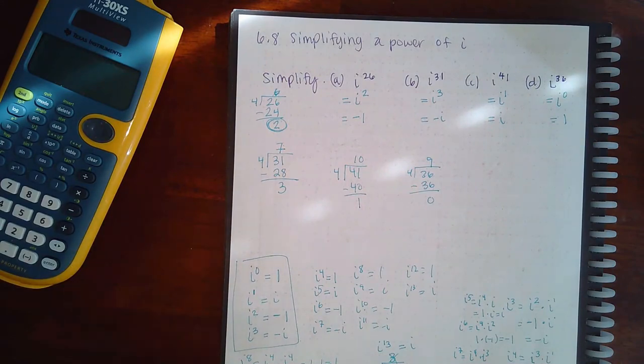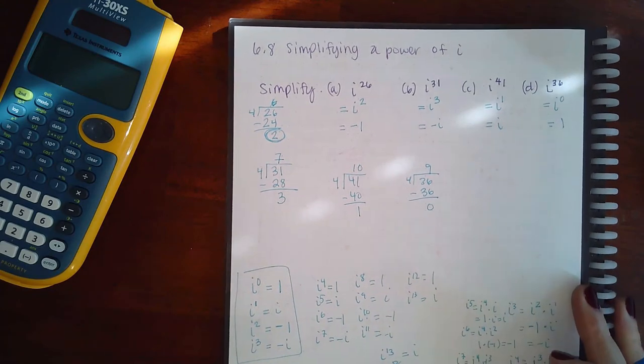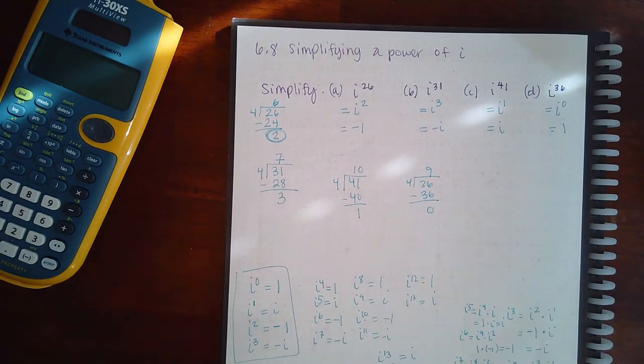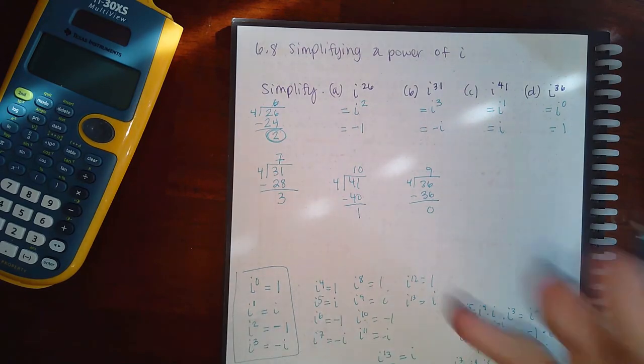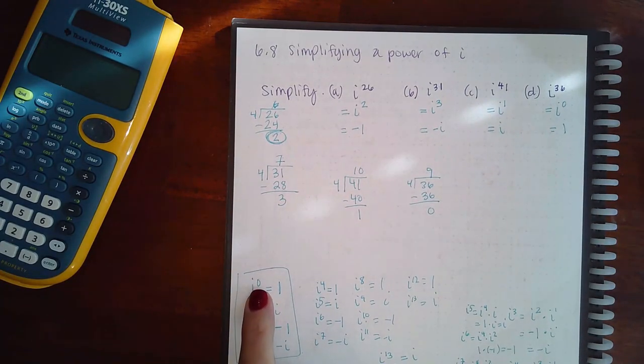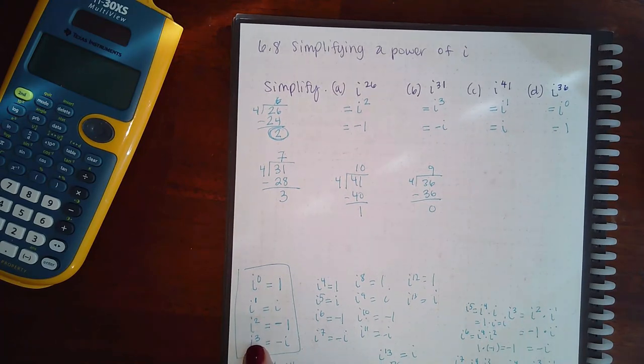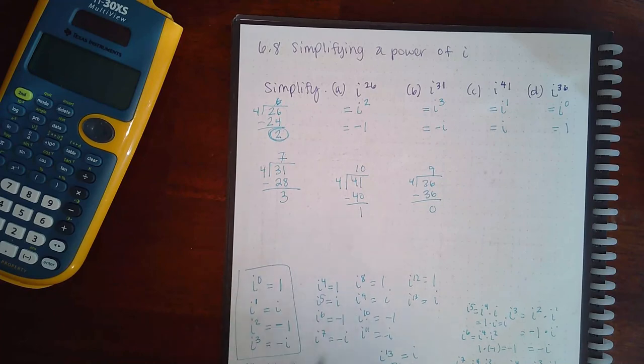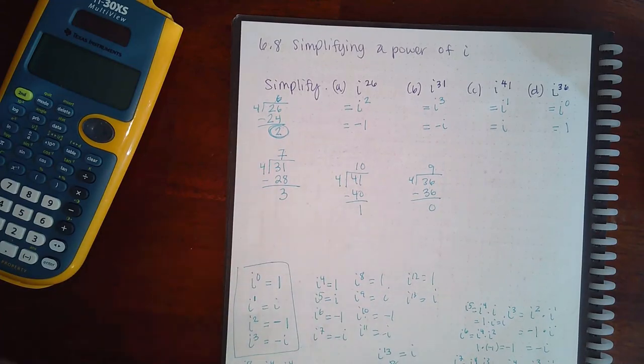And that's how simplifying the powers of i will work. Divide by 4, and then the problem will become i raised to that remainder. And then you just need to use the chart to decide what you're going to get. You're always going to get a remainder of 0 if 4 goes into it evenly, or a remainder of 1, or a remainder of 2, or a remainder of 3. You will never get a remainder of 4 because that just means that the number went into it one more time. So this is the chart you want to have down, and then just remember to divide by 4 to get your new power before going to the chart.